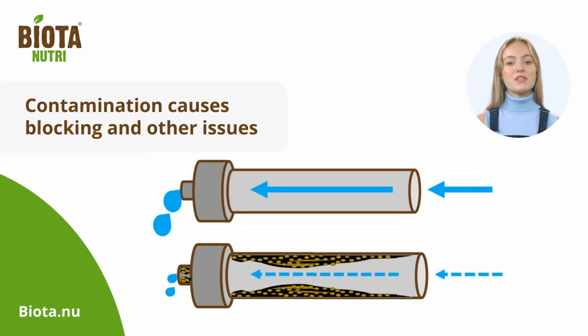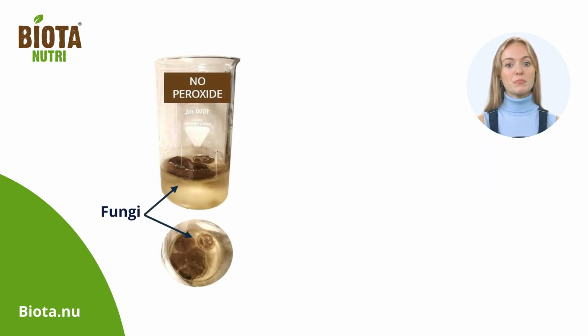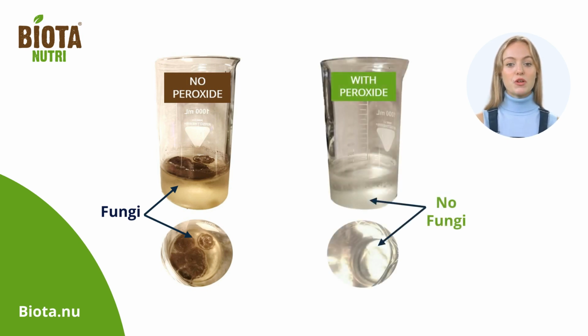Common drip line problems usually come from contamination in the system, which causes blocking of the drip heads and other issues. To demonstrate this, let's look at an example of a nutrient solution with a pH of 5. As you can see, fungi has developed over time. This fungi will continue to grow if no steps are taken. Now let's look at examples of the same solution where we have added peroxide. As you can see, the difference is no fungi growth when the peroxide is present.